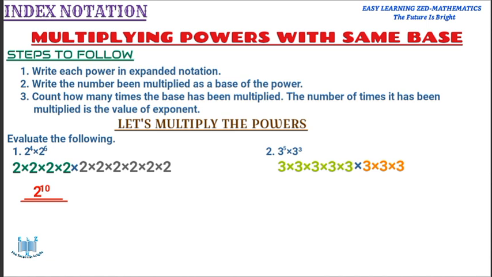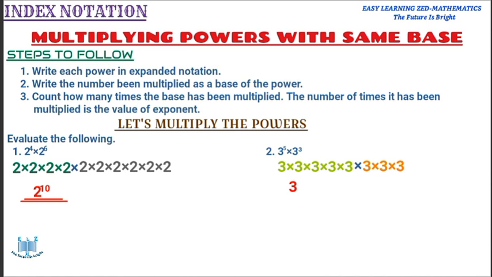The next thing we're going to do is write the base of the power, which is the number which is repeatedly multiplied, which is 3. So we're going to write 3 there. Then we're going to count how many times 3 has been multiplied.